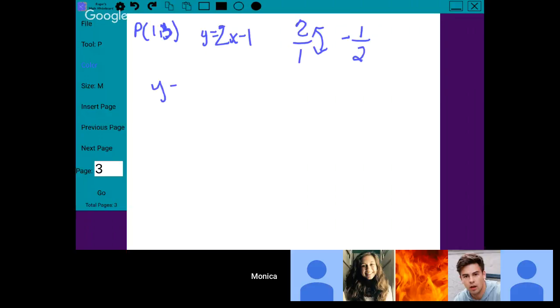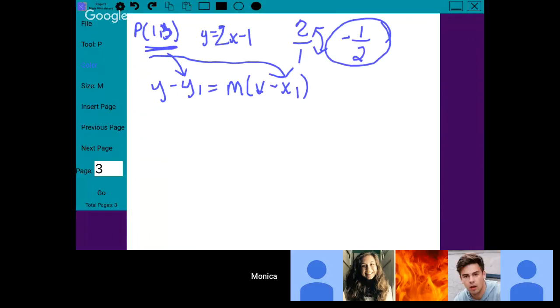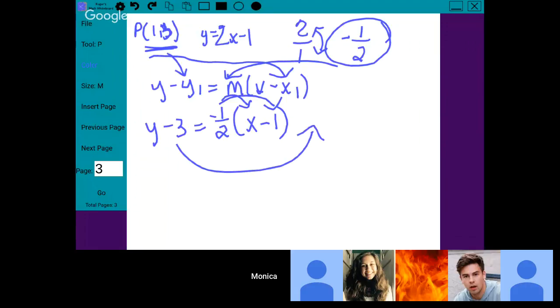So then we're going to plug into that same formula, y minus y1 equals m times x minus x1, okay? You're going to use these values, okay? So your 3 is going to go there, and your 1 will go there. And then you're going to use this slope because that's perpendicular. So you're going to have y minus 3 equals -1/2 times x minus 1. And then distribute that in and bring this -3 over by adding 3. And then that will be your equation.